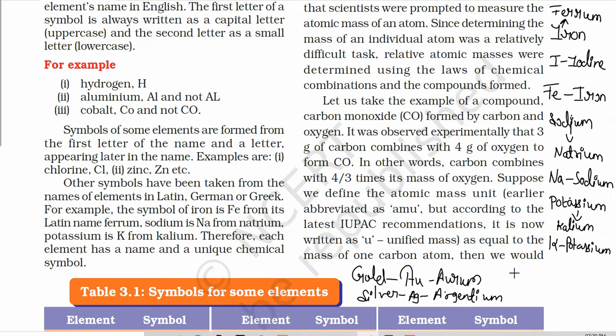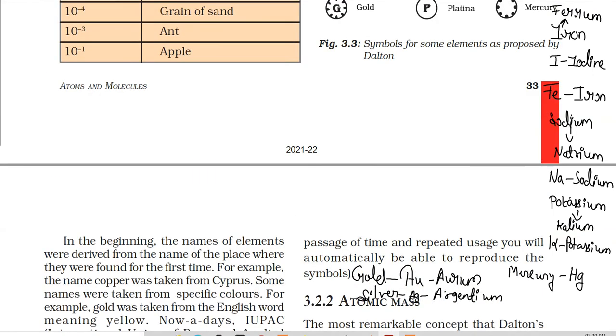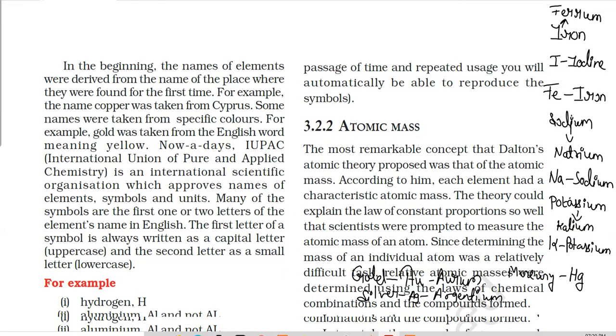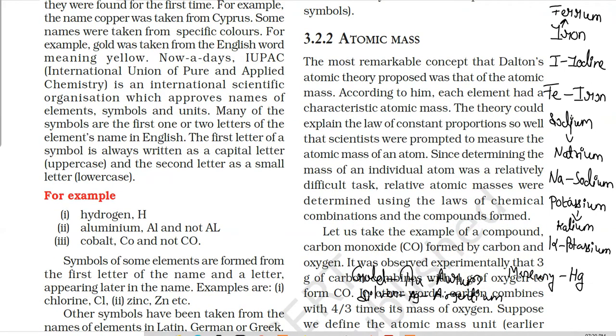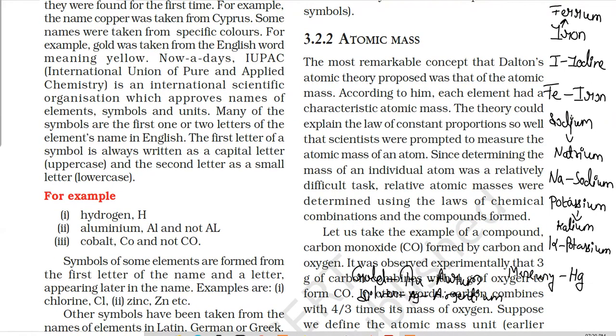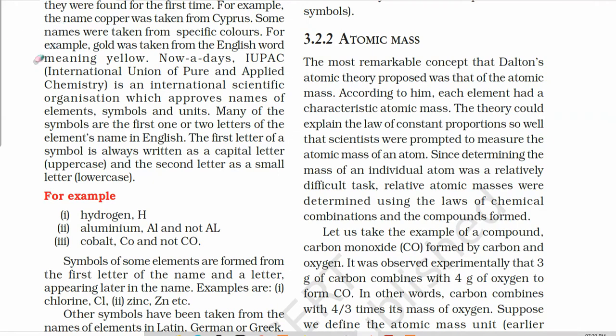For mercury, Hg is being used. Hg comes from hydrargyrum, something like that, because it does not mix readily with water. So these are the different rules for making the symbols of the elements, by which they can be easily remembered.